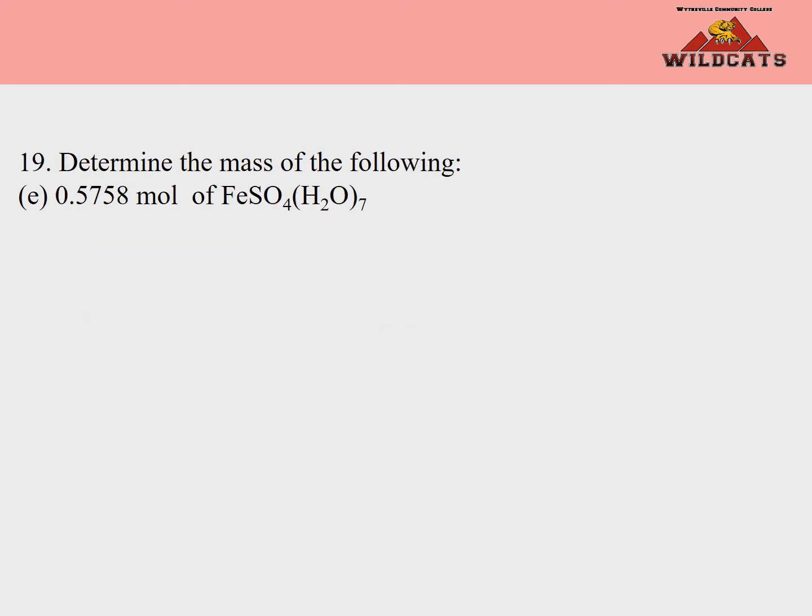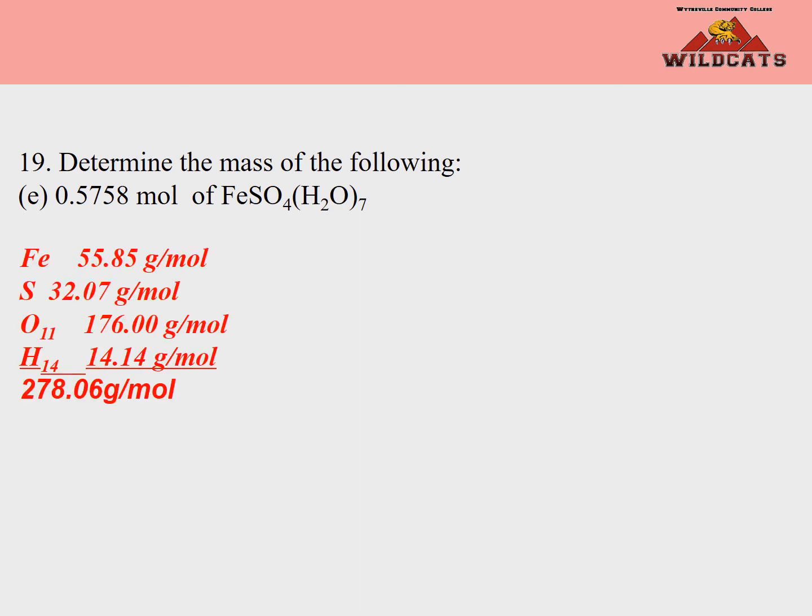So this says determine the mass of the following, and we want the mass of 0.5758 moles of iron 2 sulfate heptahydrate. I'm getting the hepta from that 7 on the outside of the water. And so the mass of this is 1 iron, 1 sulfur, should be 11 oxygens, 7 from the outside of the water plus 4 from the SO4, and 14 hydrogens. And when we add all this together, we should end up with 278.06, and this is already done on your slot notes for you.